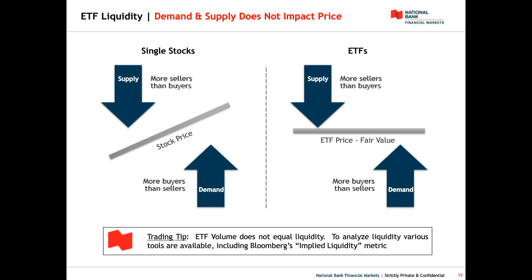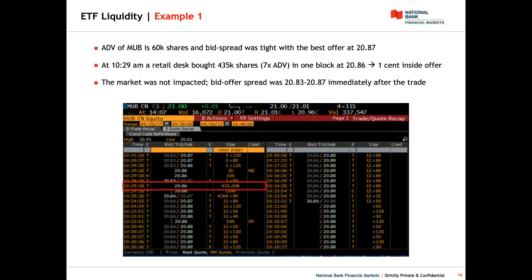So here's an example of this actually playing out. MUB is a Mackenzie bond ETF that was just over about a year old. On September 20th, MUB's ADV was about 60,000 shares per day, and bid offer was tight, and the best offer was 20.87. At 10:29 a.m., a retail desk came and bought from us 435,000 shares in one block, 1 cent inside or better than the offer price. Now, this was 7 times the average daily volume.